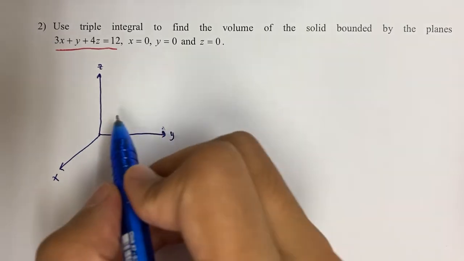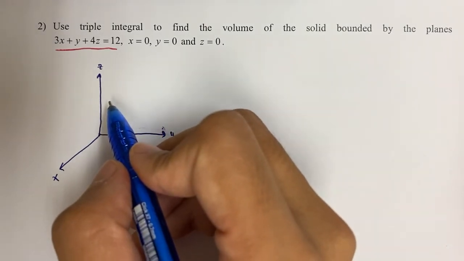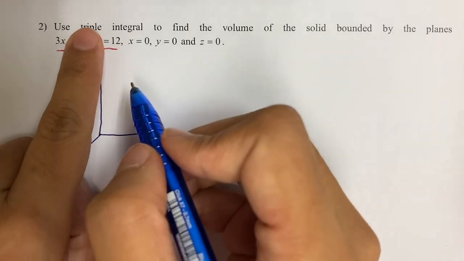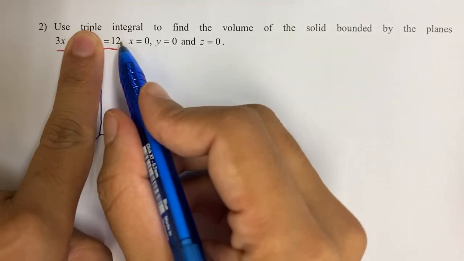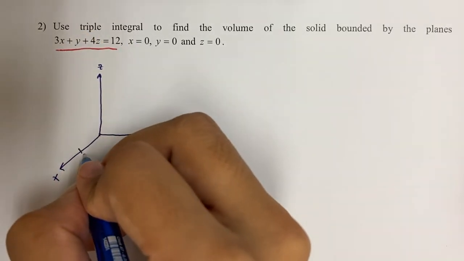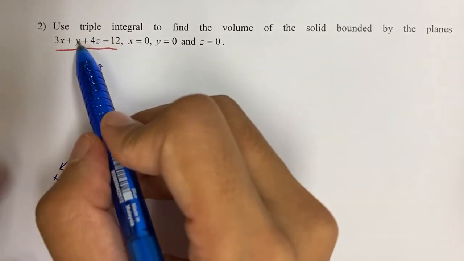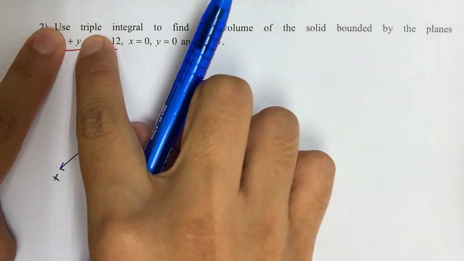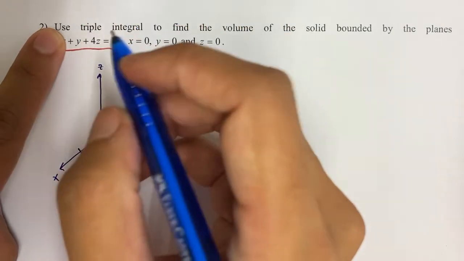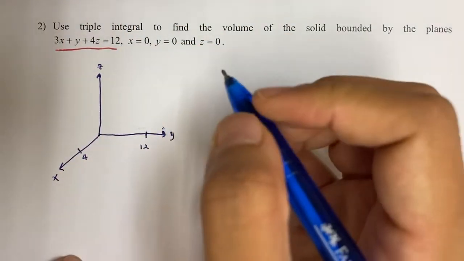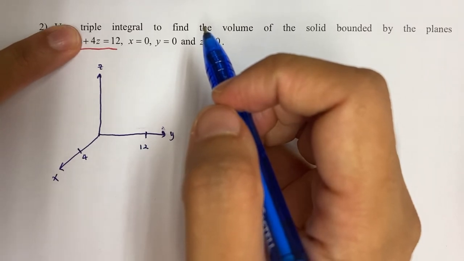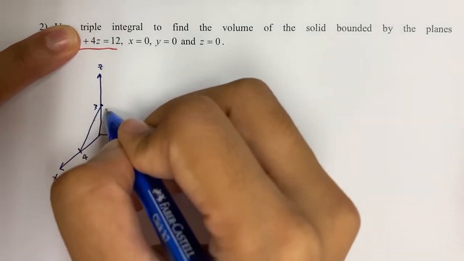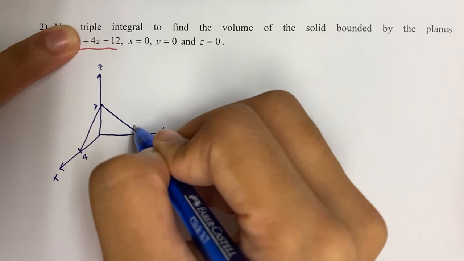To sketch it, first we need to find the intercepts on the x, y, and z axes. When y equal to 0 and z equal to 0, x is equal to 12 divided by 3, so x is 4. For y, when x and z equal to 0, y is equal to 12. And last, when x and y equal to 0, z is equal to 3. So this is your tetrahedron.